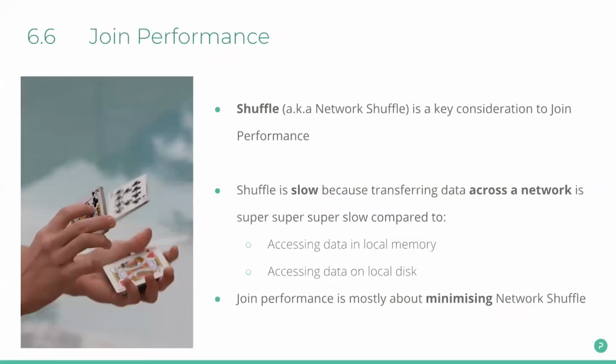All right. So in this section, I'm going to be talking more about join performance. Shuffle or network shuffle is a key consideration to join performance. Shuffle is slow because, like in the previous slide, when you saw that you're moving all the Fords to one specific node in a cluster, sending stuff across a network is very, very slow compared to doing anything in memory or on disk. So a big consideration to join performance is minimizing shuffle.